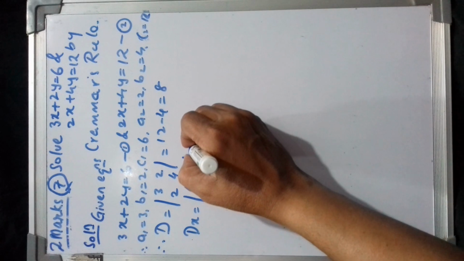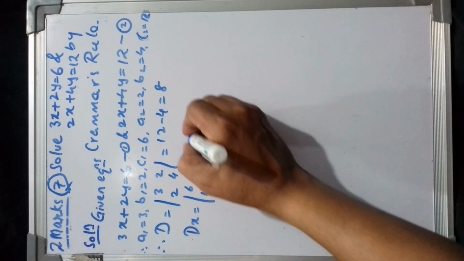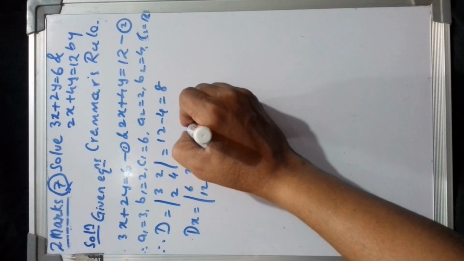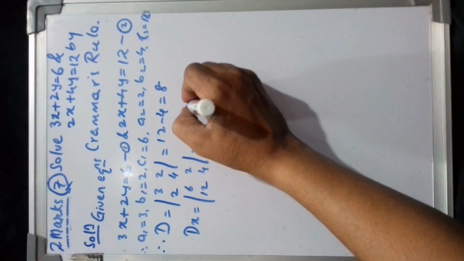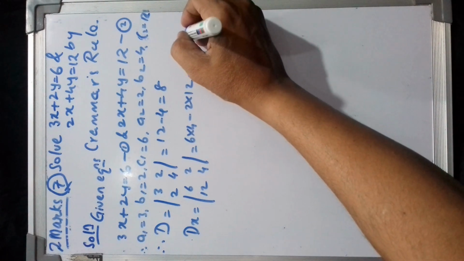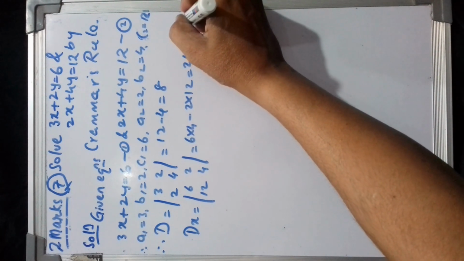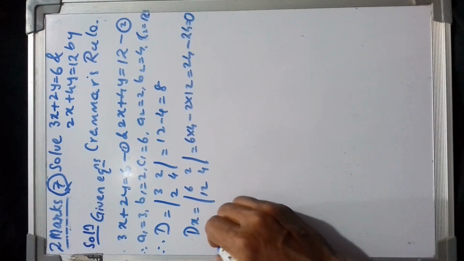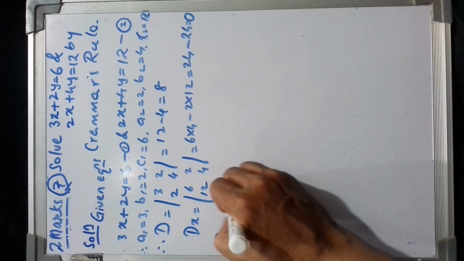Now for dx, we are going to replace the coefficients of x with the constants, so it will become 6, 2 and 12, 4. So 6 into 4, 24, minus 2 into 12, 24. So 24 minus 24 is 0, so the value of dx is 0.